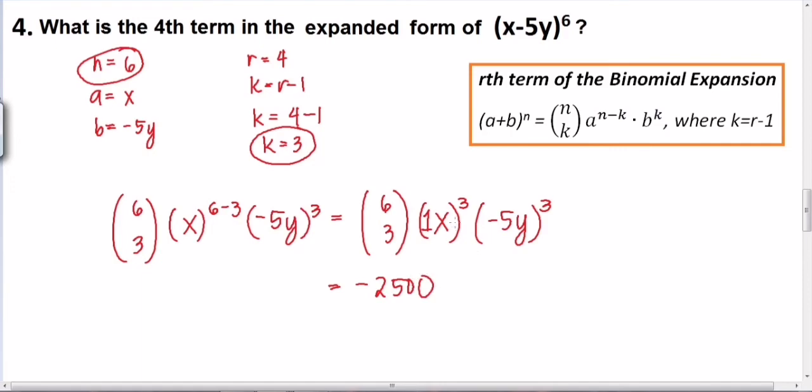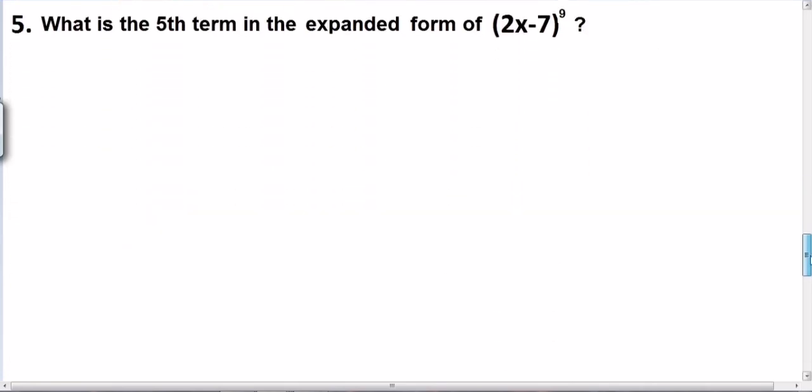And then, yung letters niya, so, x raised to 1, raised to 3. So, 1 times 3 is 3. So, x cubed. Ito naman, y raised to 1, raised to 3. So, 1 times 3 is 3, so, y cubed. So, ibig sabihin, ang fourth term, kapag ka-in-expand nyo to, is negative 2,500 x cubed y cubed. Okay? Sige, let us have the next example.